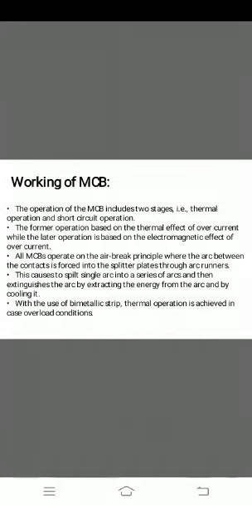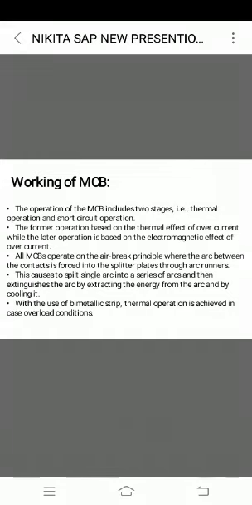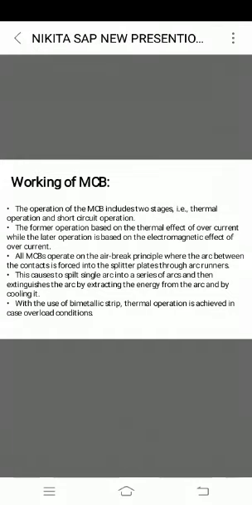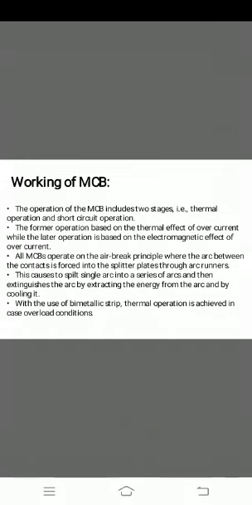All MCBs operate on the air break principle, where the arc between the contacts is forced into the splitter plate through the arc runner. This causes the single arc to split into a series of arcs and then extinguish the arc by extracting the energy from the arc by cooling it. Then with the use of a bimetallic strip, thermal operation is achieved in case of overload condition. In the MCB we use the bimetallic strip for thermal operation.